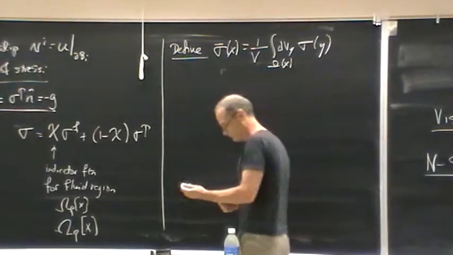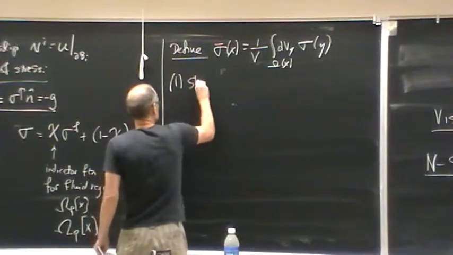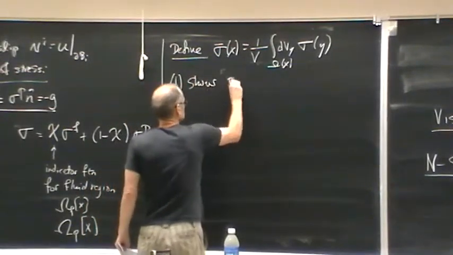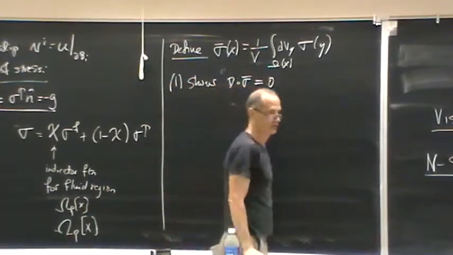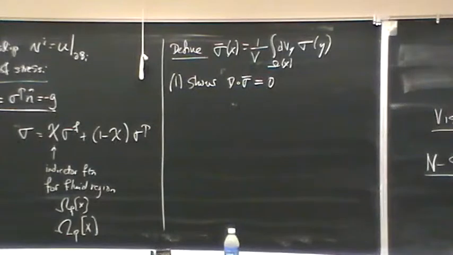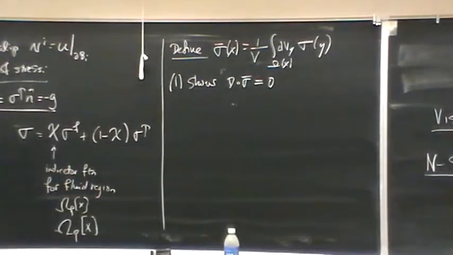Here's your first little exercise. Show div dot sigma bar is equal to 0. Show that. Okay? And let me just say that to show that, if you show it, it's only going to be true for force-free particles. Okay, so show that's true.